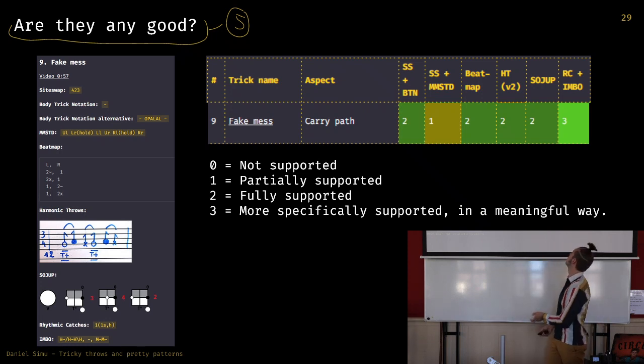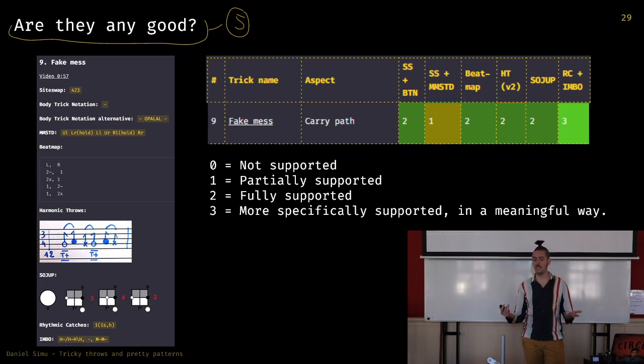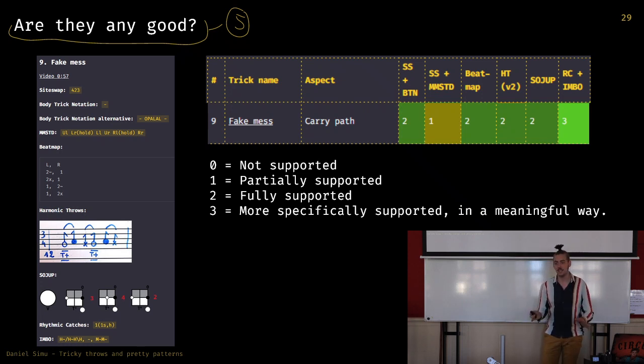But Beatmap, Siteswap, and Harmonic Throws were able to stand on their own as their kind of comprehensive systems. And then I gave 0 points to a system if it could not describe the feature at all, 1 point if it could partially describe it, 2 if it could fully describe it, and in very rare cases, a system got 3 points if I thought that it would describe it better in a meaningful way than the other systems already did.